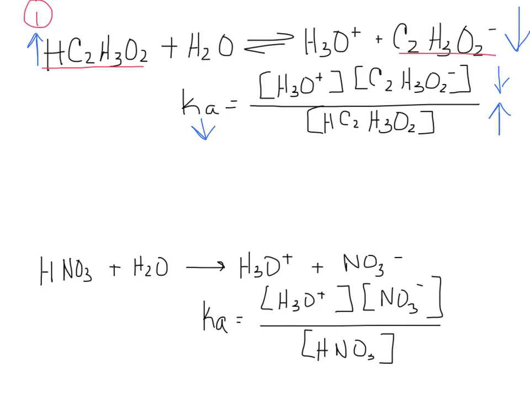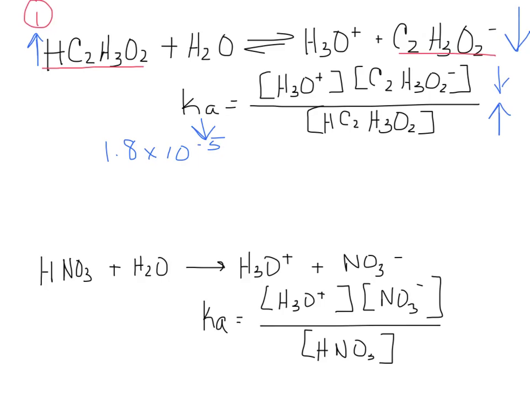In fact, the Ka value for acetic acid is 1.8 times 10 to the negative fifth. This represents a very weak acid because it shows a very small degree of dissociation.